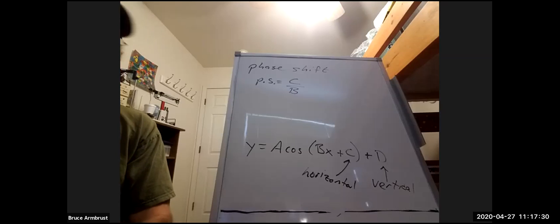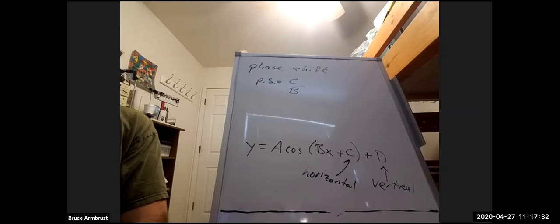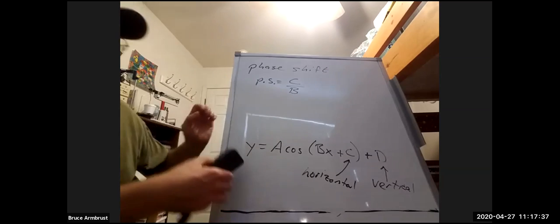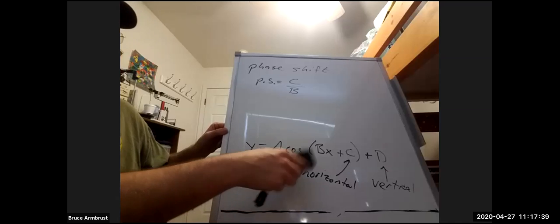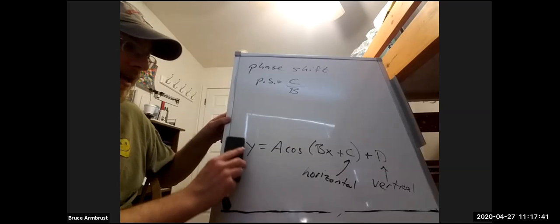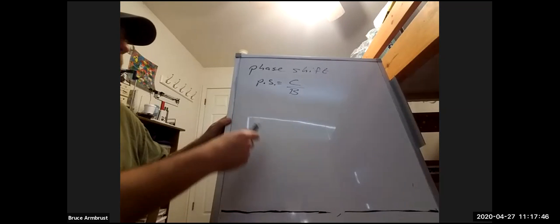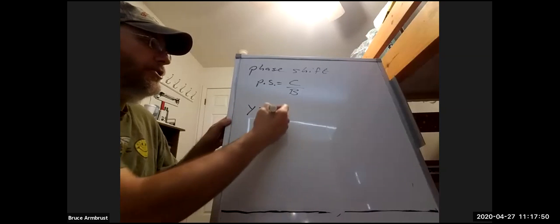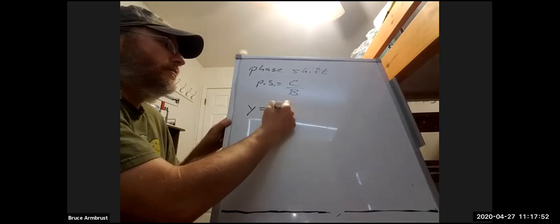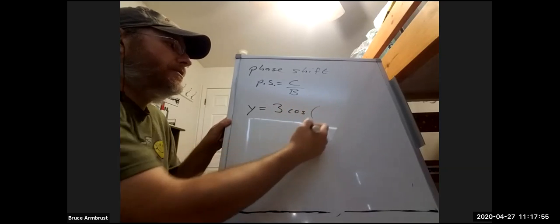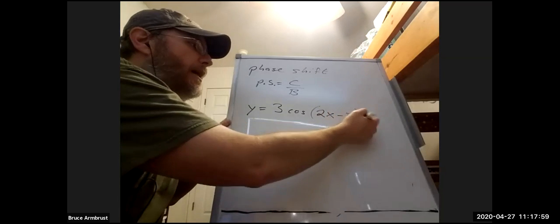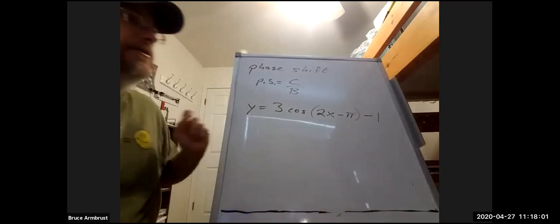All right, so what we're going to do is we're going to kind of combine all of these and look at what this does to the graph. So let me give you an example of one with an A, B, C, and D. We're going to put them all together and we'll talk about what that should look like. And then we'll go to Desmos and we'll graph it and we'll see if we actually get what we think we should. So let's go with this. Let's go with 3 cosine of 2x minus pi minus 1.